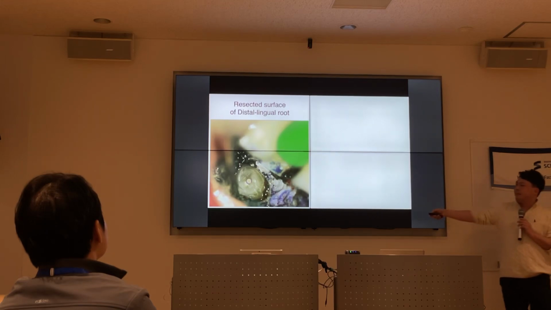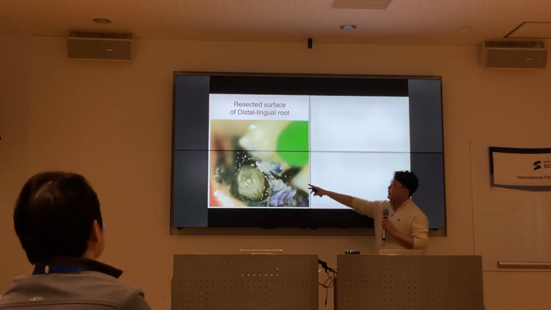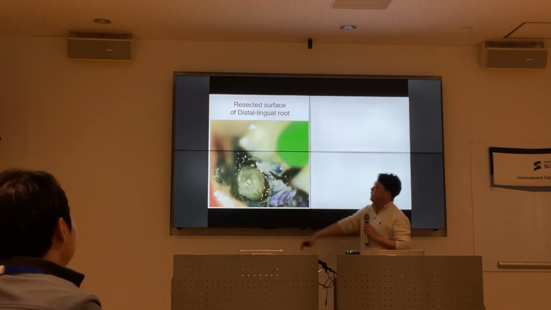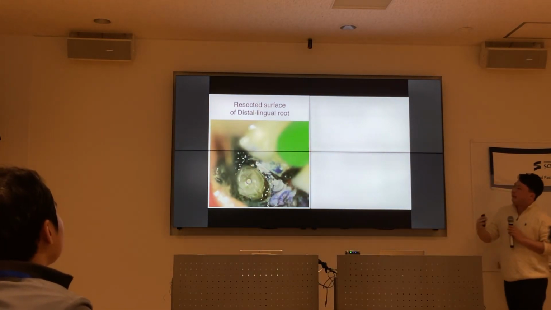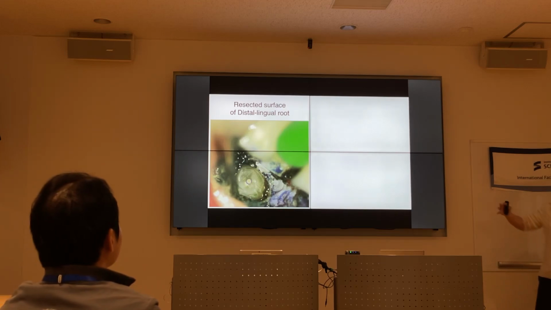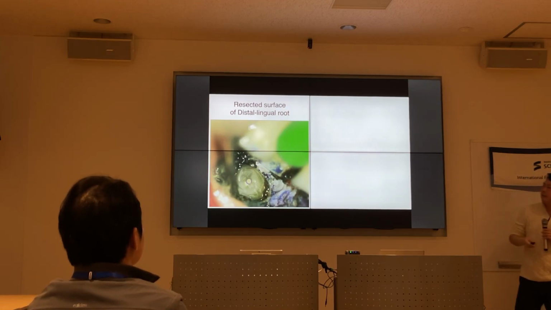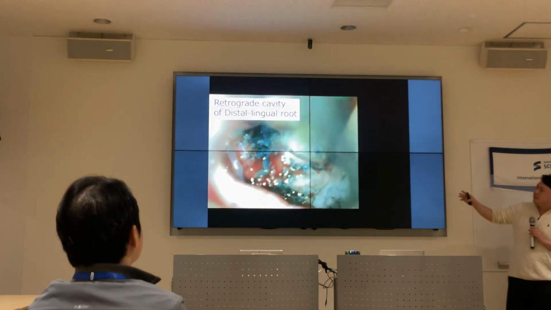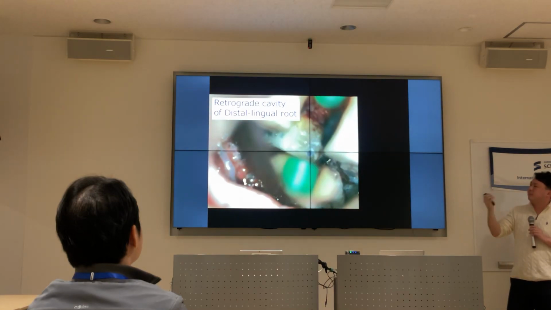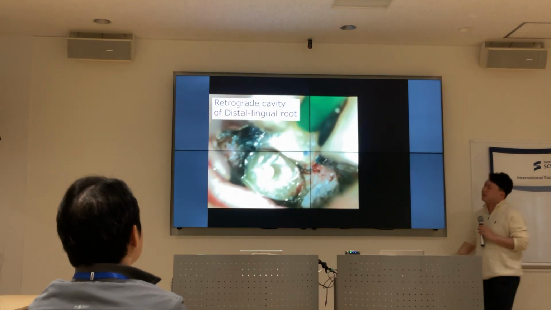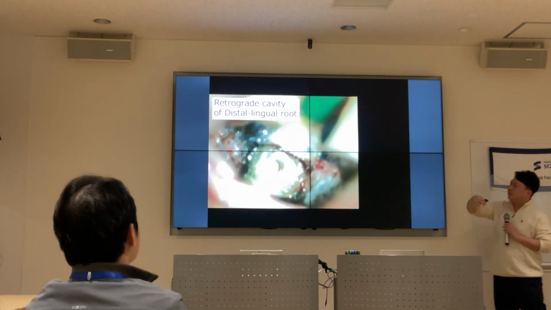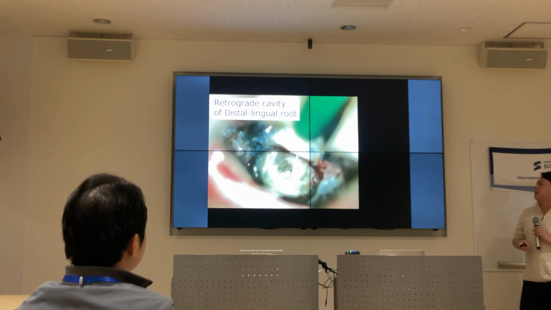Then this picture, here is a resected surface. Here is a mirror image of the resected surface. Even if the distal finger cannot do it, it is possible to inspect the resected surface. Then retrograde preparation with an ultrasonic tip. And this picture is the inner wall of the retrograde preparation after retrograde preparation. We could inspect all of the wall inside the retrograde preparation area.